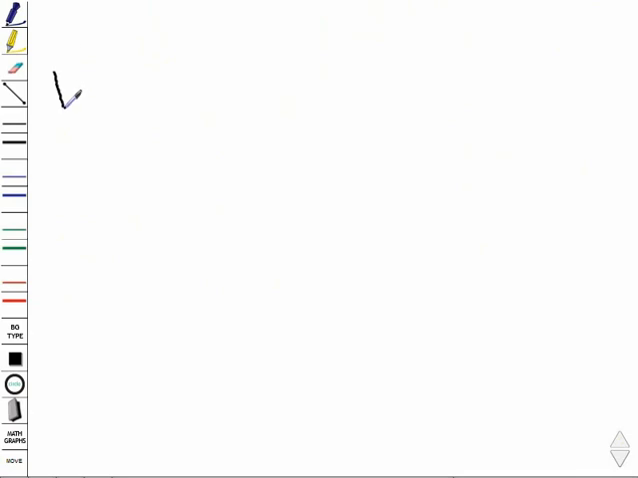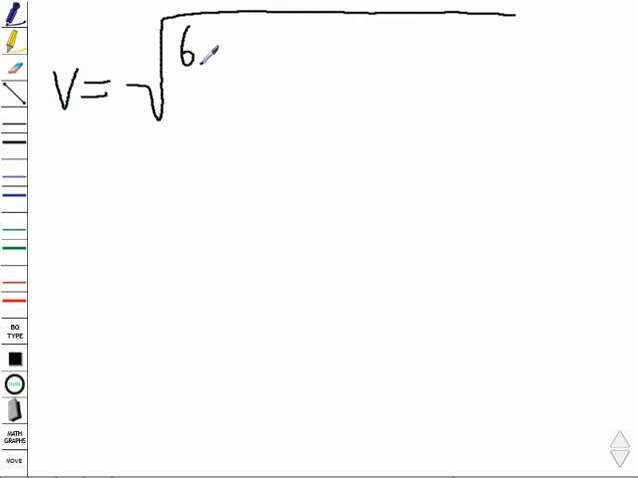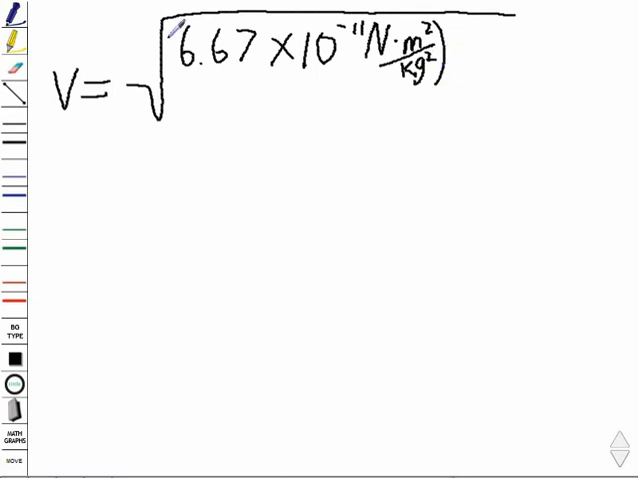So we start out, we're going to look for our orbital speed. So orbital speed is v times the square root, and we had big G, which is 6.67 times 10 to the negative 11th, and we want to write our units here, even though there are a lot of them. Newtons times meters squared divided by kilograms squared. And I'll show you later why it's useful to keep track of your units. So that's the first number, that's big G.